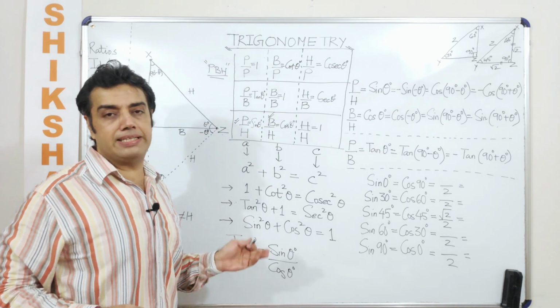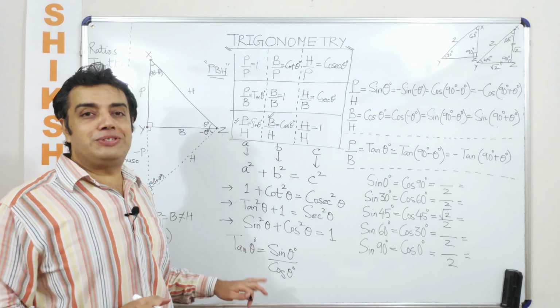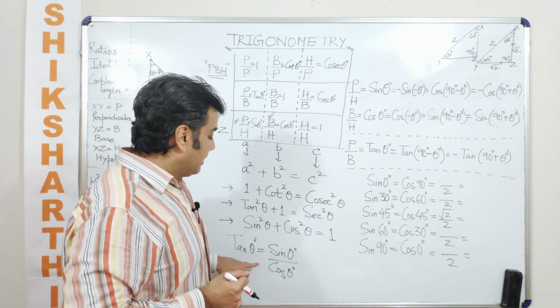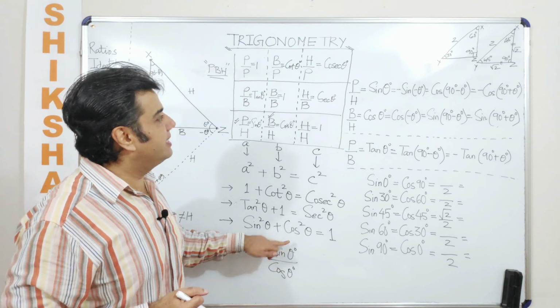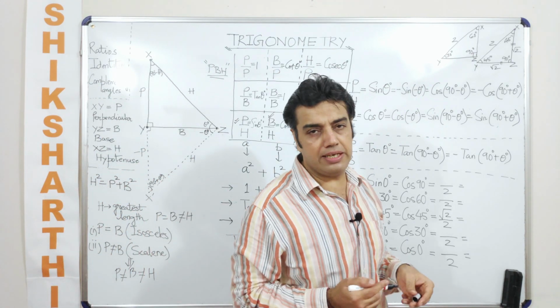Once I know tan, I can get cot. I mean, pun intended, you will not get cot here. What I mean to say is cot theta. Okay. And at the same time, if I know sine theta, can I get the reciprocal of sine theta? Had I known that the reciprocal of sine theta is cosec theta?